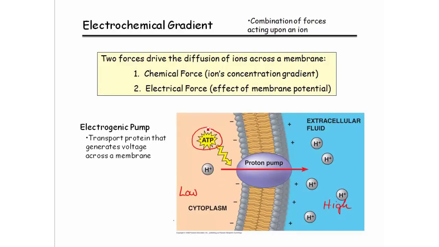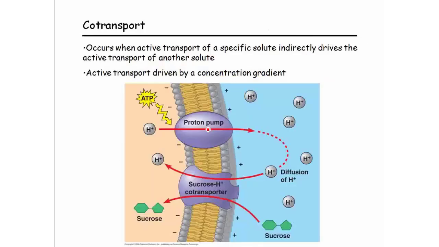Well, any transport protein that moves something that's going to alter the charge or the voltage across a membrane, this is going to be called an electrogenic pump. So the proton pump here is just one example of that because that hydrogen that it's moving is affecting the charge that we have. Now if we look at why it would actually do this, this is going to be important for what we call cotransport.